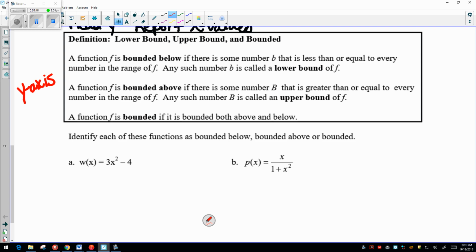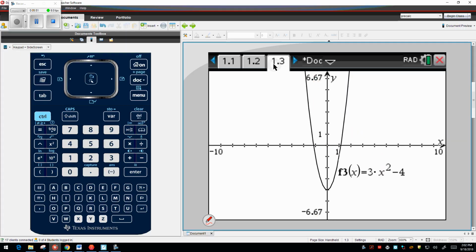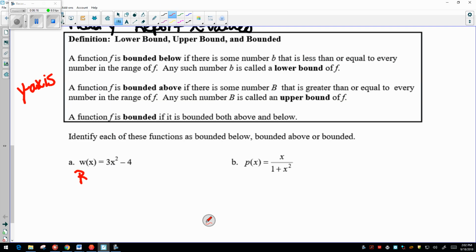So we're going to graph this first equation. We have 3x squared minus 4. As I look at this equation, I can see it looks like a parabola, and there's definitely a bottom to it, meaning it's going to be bounded below. There's a limit to how far down on the y-axis that graph is going to go. If you look at the top of the graph, however, it keeps going up, up, up, up. There is no stop, so I can't say anything about it being bounded above. So the only thing I have here is bounded below.